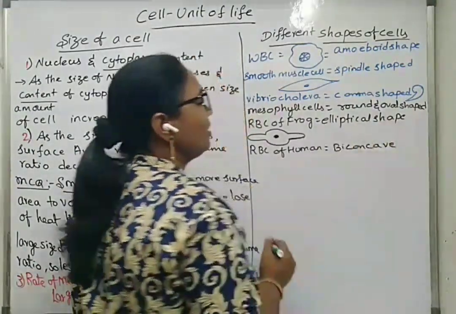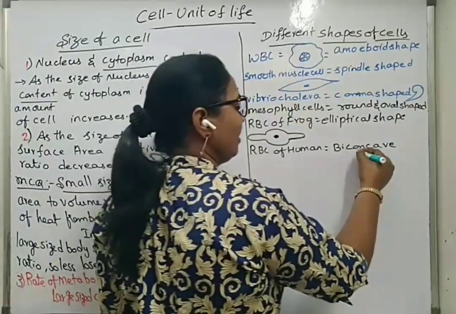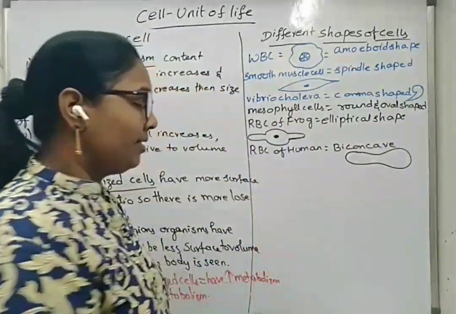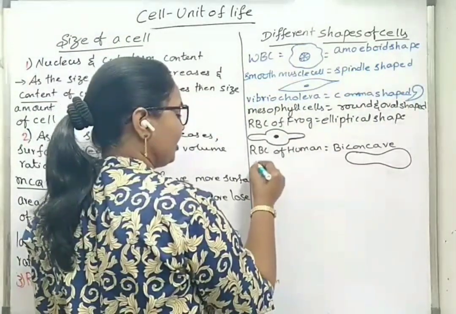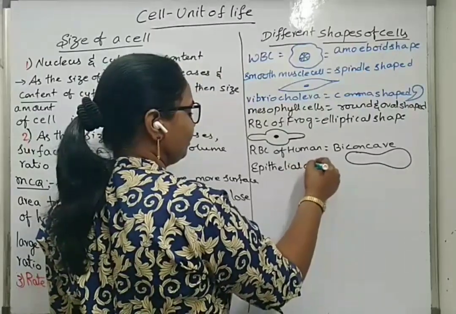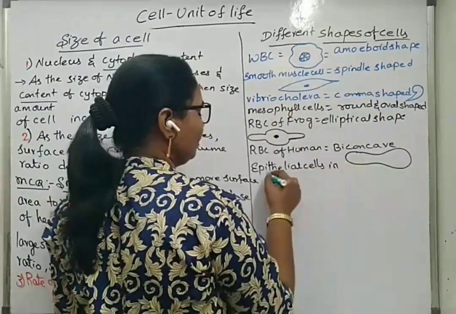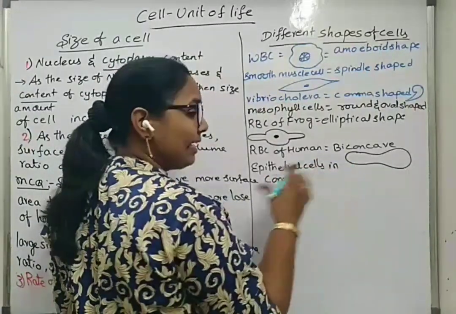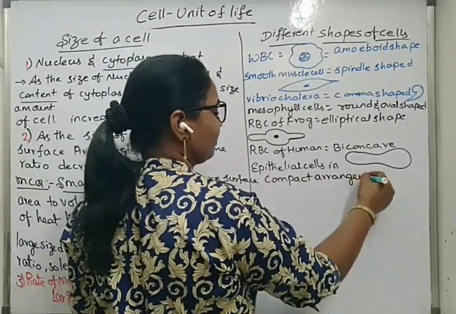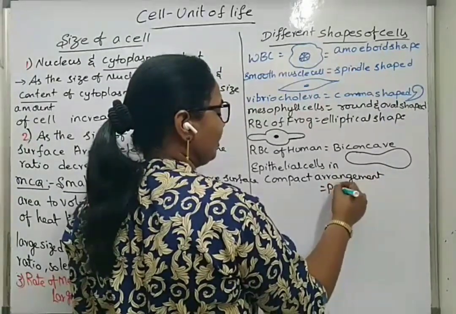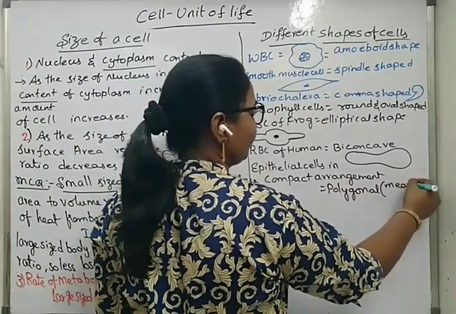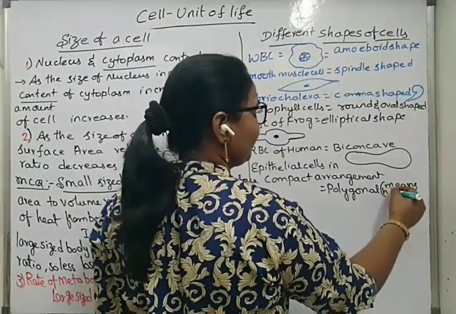Biconcave. When epithelial cells are compactly arranged, they attain a different structure called polygonal shape. Epithelial cells in compact arrangement means tightly packed. Polygonal in shape means having many shapes, many faces.